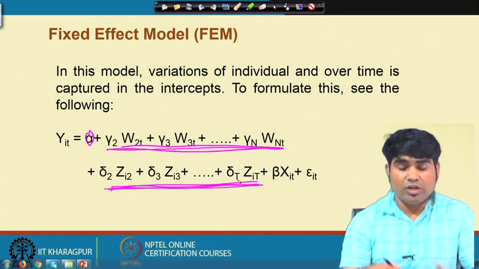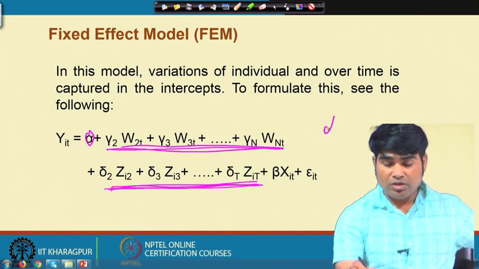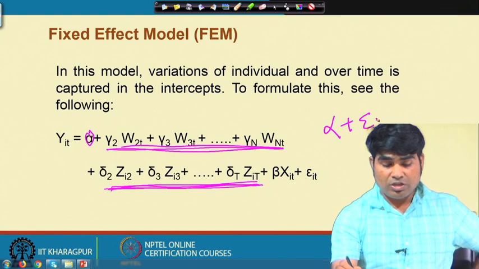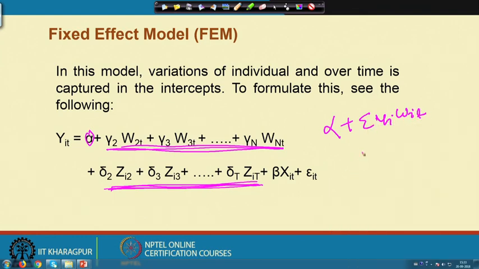So, technically, if I like to generalize, then the model can be rewritten like this: alpha plus summation, let us say, gamma_i w_it, that is one kind of case, and then another case is something like summation delta_j z_ij, with j equal to 1 to n, plus beta x_it, and then the error term. This is how we can start this particular concept. Technically, we are bringing the time component and the cross-sectional component into the system, and then we estimate the model.